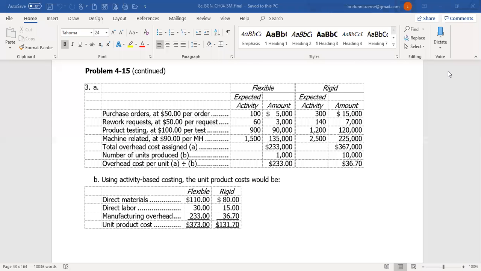Hi everyone, we are now going to take a look at problem 4-15 on page 176 as our practice. So hopefully you tried this one on your own, and now we'll take a look at the answer.